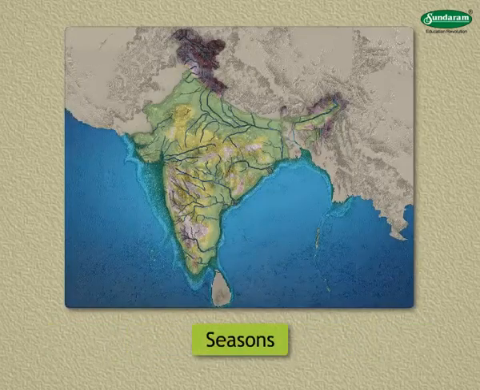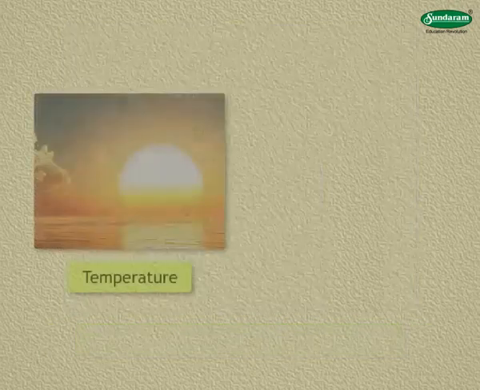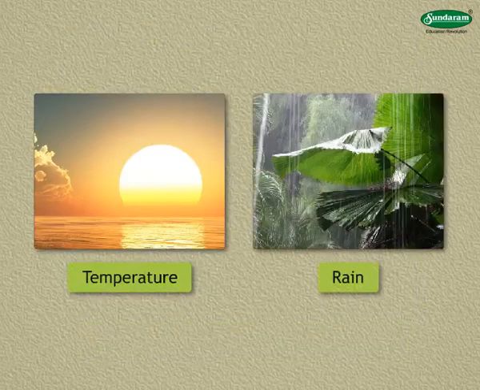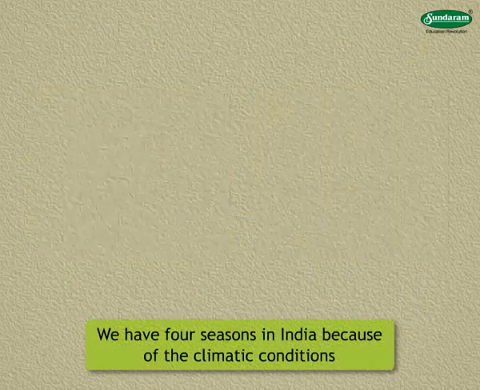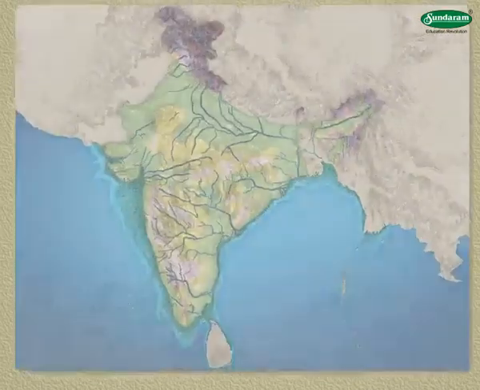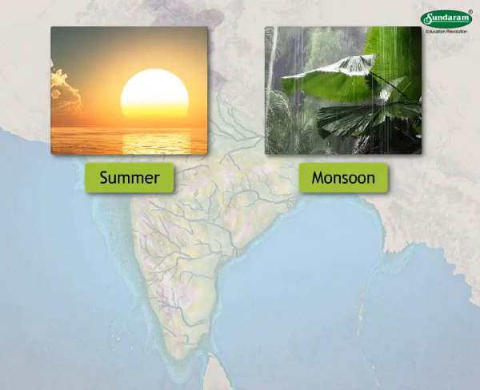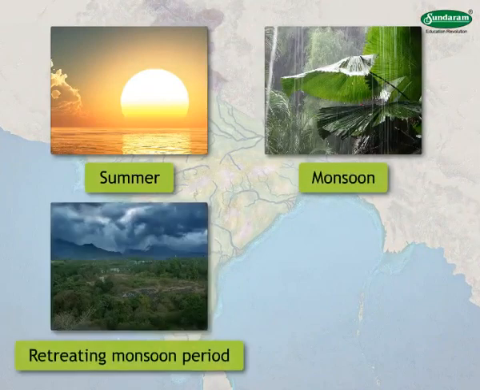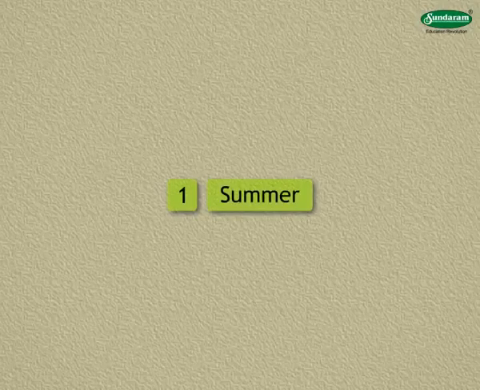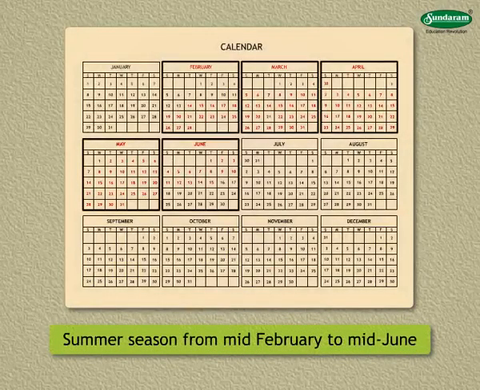Seasons. The two important factors that cause the different seasons are temperature and rain. We have 4 seasons in India because of the climatic conditions. 1. Summer. 2. Monsoon. 3. Period of retreating monsoon. 4. Winter.